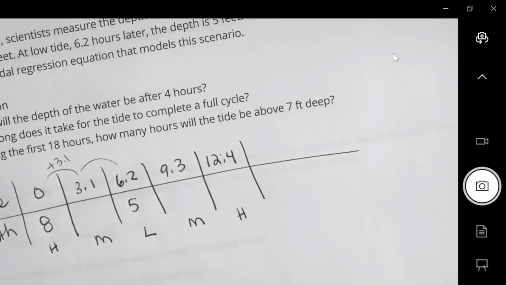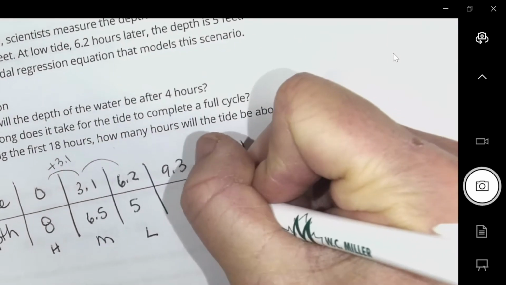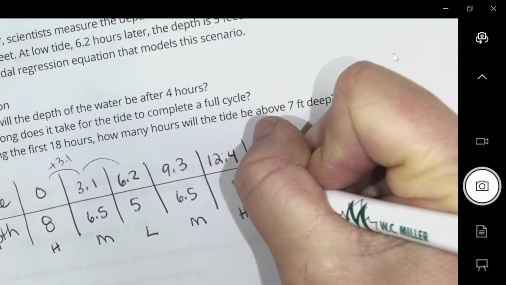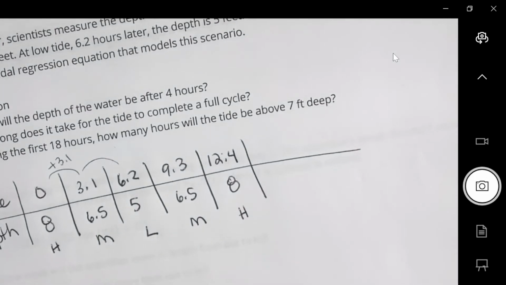Okay, does that make sense how I got that? Is that okay? Okay, so 8 is high, 5 is low. What's the tide in the middle then? What number would be in the middle of that? 6.5. So this would also be a 6.5, and this would be an 8. Okay, it just fluctuates between those 3. It just goes.